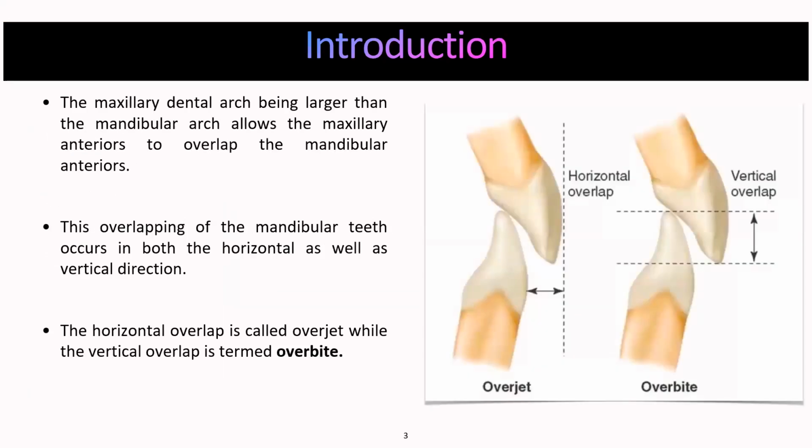Coming to introduction, the maxillary dental arch is larger than the mandibular arch, which allows the maxillary anteriors to overlap the mandibular anteriors. This overlapping occurs in both horizontal and vertical directions. As we all know, the horizontal overlap is called overjet and the vertical one is called overbite. From this figure itself, you can make out that the overlap of the upper incisor in the vertical direction is termed overbite, and in the horizontal, anteroposterior direction it is called overjet.